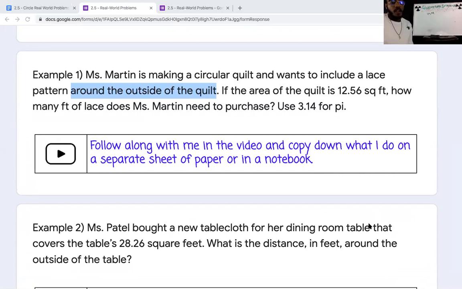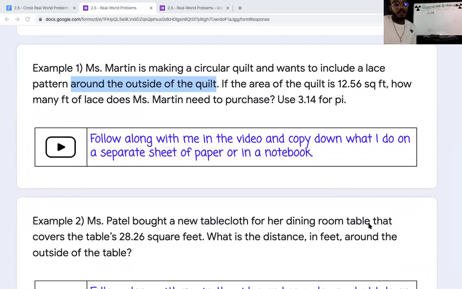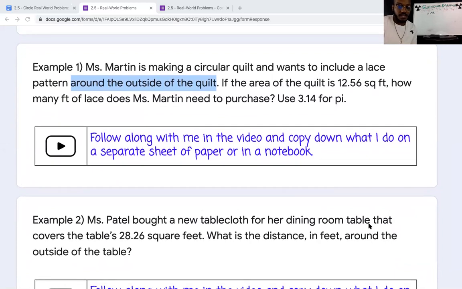All right. Ms. Patel bought a new tablecloth for her dining room table that covers the table's 28.26 square feet. What is the distance in feet around the outside of the table? A couple of things that I'm going to notice is that she has a dining room table, a tablecloth that covers the table's 28.26 square feet. Couple of things.